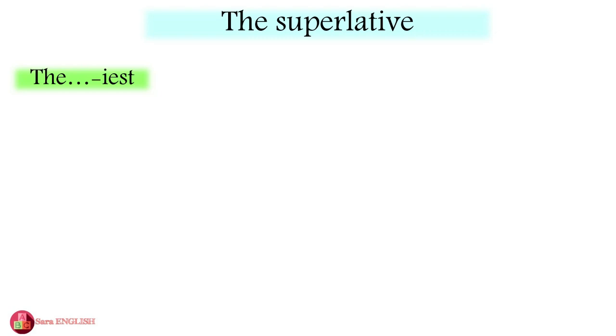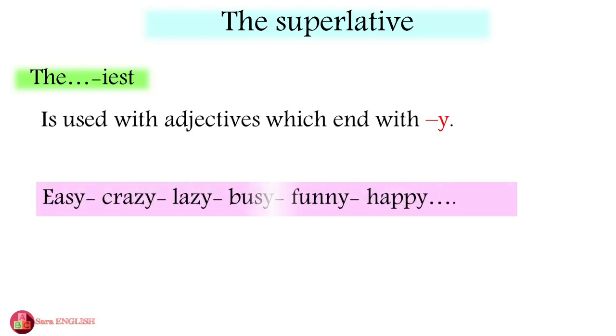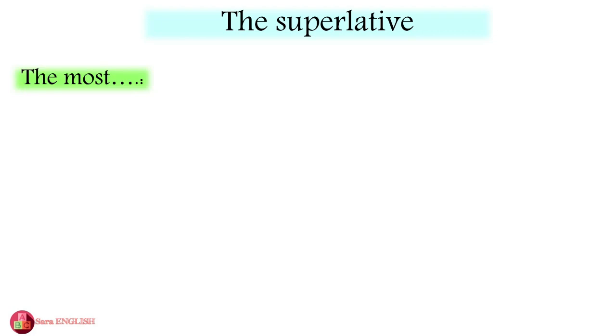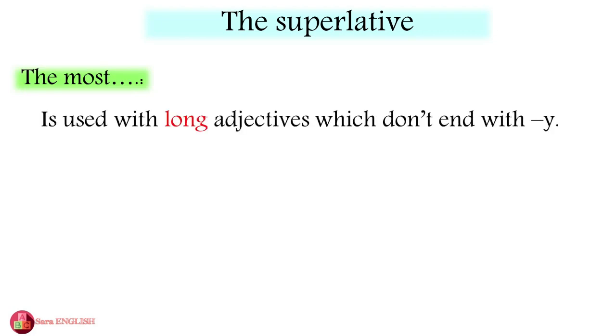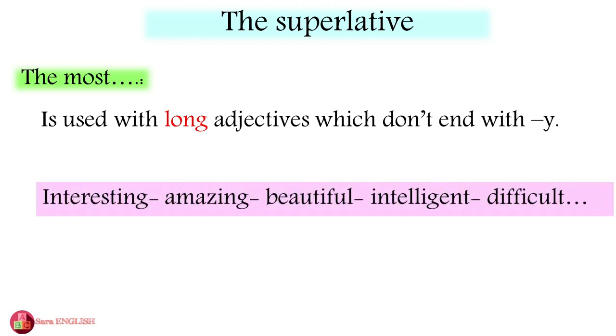And we add iest with adjectives which end with y. For example, easy, crazy, lazy, busy, funny, happy. We say the easiest, the craziest, the laziest, the busiest, the funniest, the happiest. Of course, we drop the y and replace it with i, plus we add est. And finally, the most plus the adjective is used with long adjectives which don't end with y. For example, interesting, amazing, beautiful, intelligent, difficult. We say the most interesting, the most amazing, the most beautiful, the most intelligent, the most difficult.